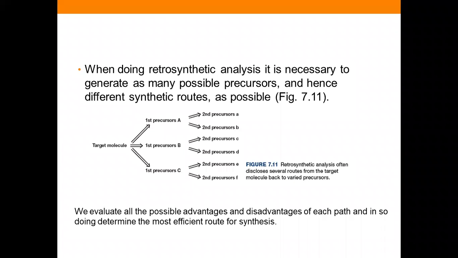So sometimes in doing retrosynthetic analysis, it is necessary to generate as many possible precursors, and hence different synthetic routes. So for example, you have your target molecule, then you can have plan A, plan B, plan C. And then you have your first precursor, and then you have to think what will be your second precursor, if there's another precursor, and would it be a good starting material? So there are actually different pathways.